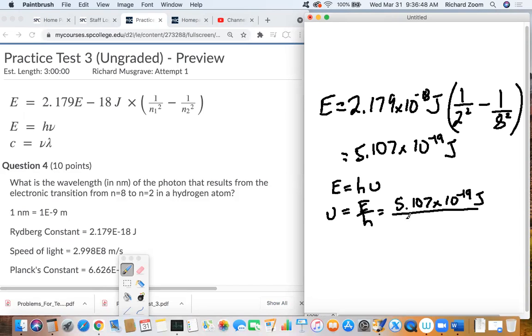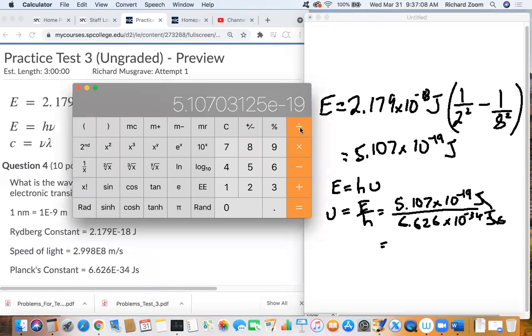And h is Planck's constant, which is 6.626 times 10 to the negative 34, and the unit there is joule seconds. So you'll notice the joules cancel. When I do that, I stick that in my calculator, and this is where it's really important to make sure you are using your EE or exponent button. So I'm just going to use this entire thing here: 6.626, and then EE, and then negative 34.